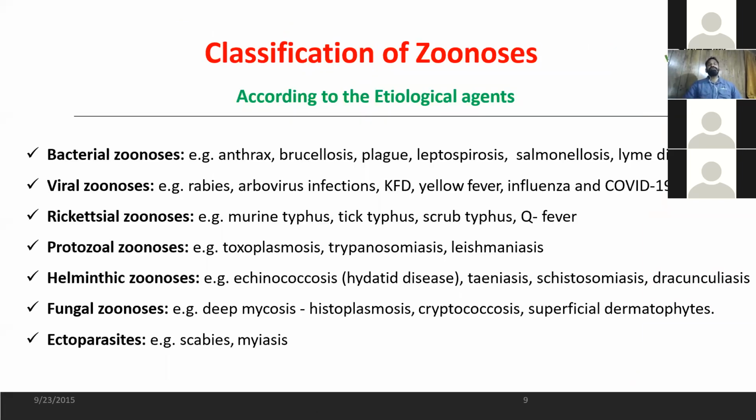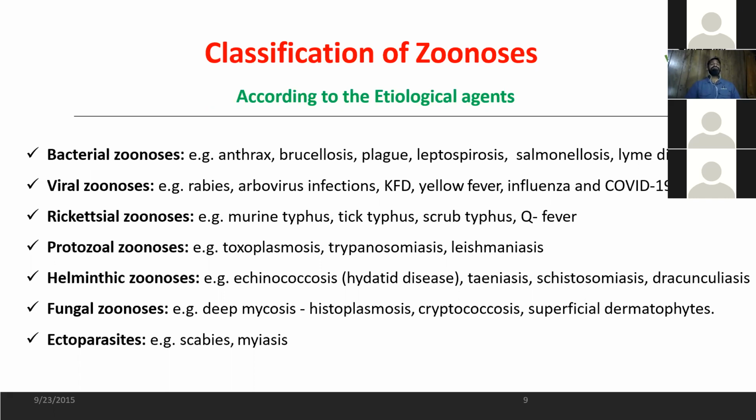And when we're talking about zoonoses, we need to understand some of the basic classifications. Many of the vets generally know about this, but I just wanted to give a quick brief about these titles. The classification of zoonoses is basically depending on three major divisions. According to the etiological agent, bacterial zoonoses have plenty of examples like anthrax and brucellosis. Viral zoonoses: rabies, arboviral infections, KFD, yellow fever.